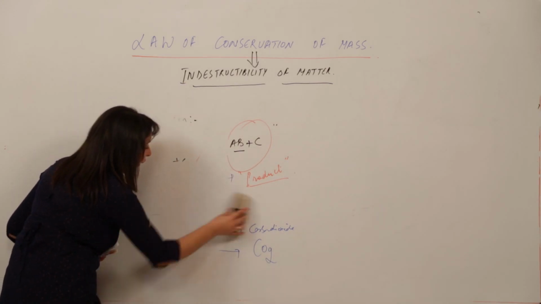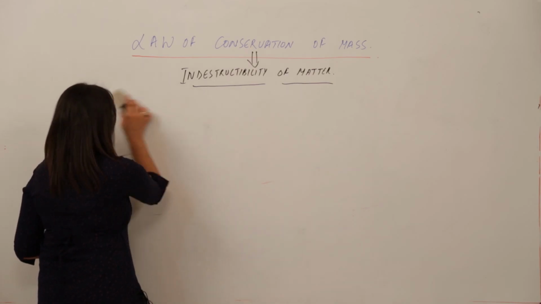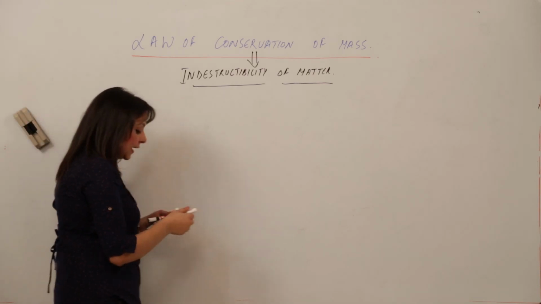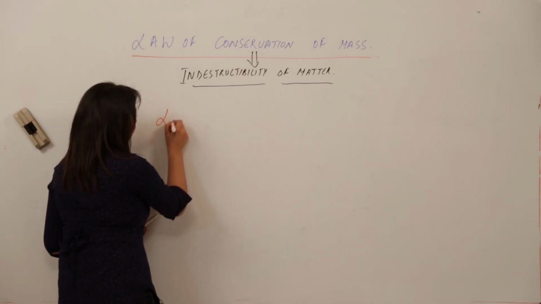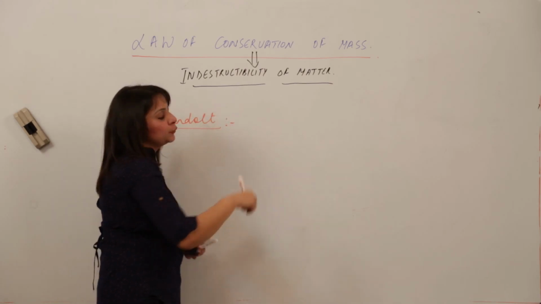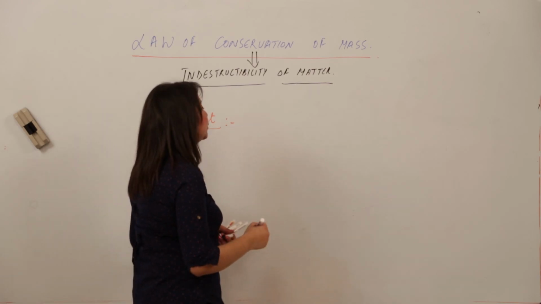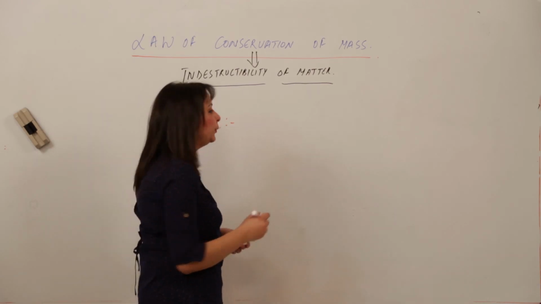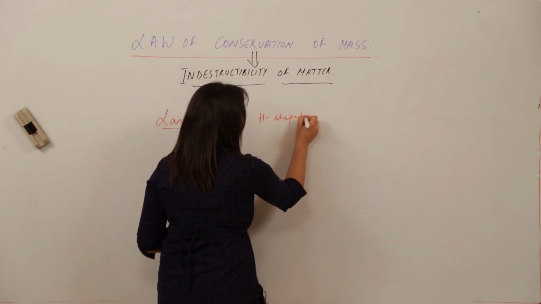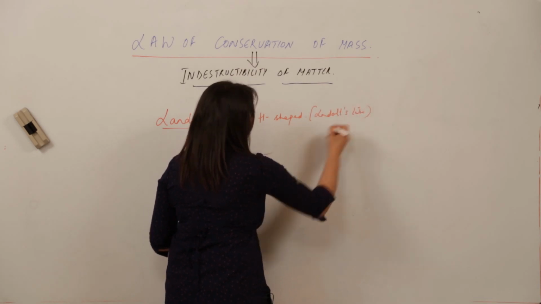So now coming to the point: what is the law of conservation of mass, how did it come about, and who proved it? There was a scientist, Landolt. He performed an experiment and proved this law of conservation of mass. How? He took a tube, an H-shaped tube, which was named after him. That H-shaped tube is called the Landolt tube.